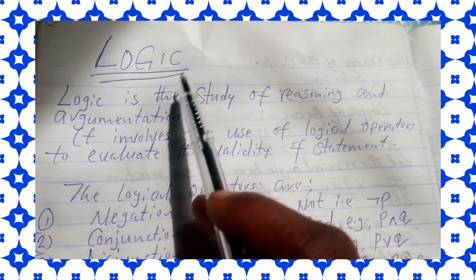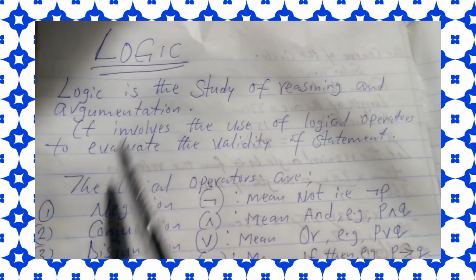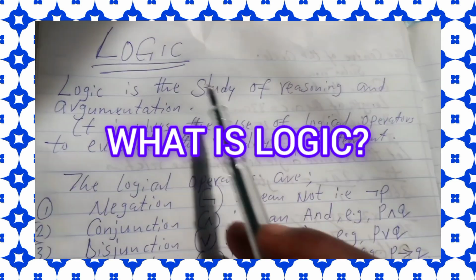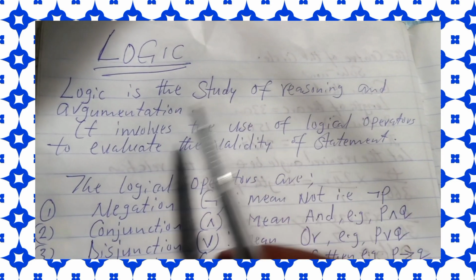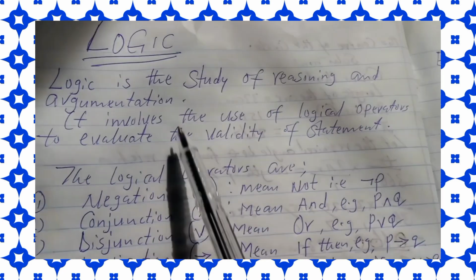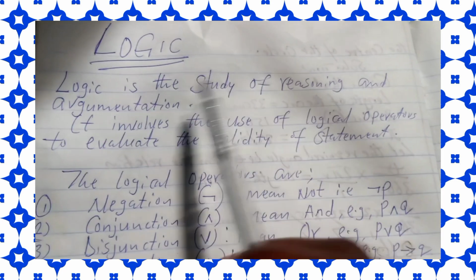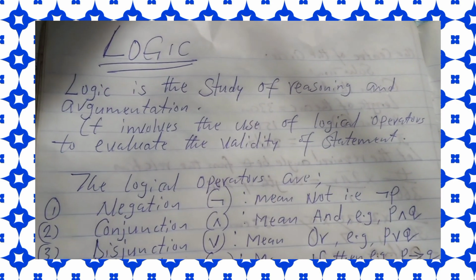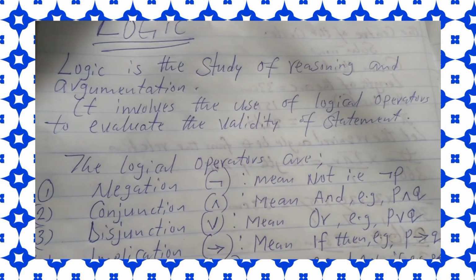We are looking at logic in discrete mathematics. What is logic? Logic is the study of reasoning and argumentation. That is the definition of logic. When we talk about logic, we are talking about the study of reasoning and argumentation.